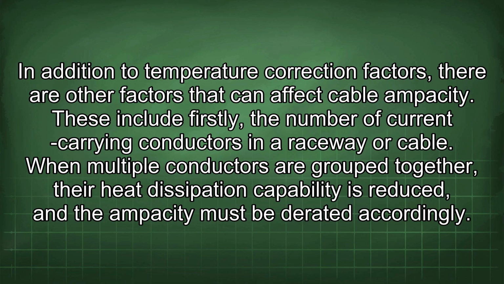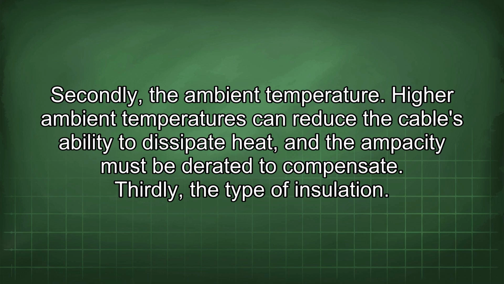In addition to temperature correction factors, there are other factors that can affect cable ampacity. These include, firstly, the number of current-carrying conductors in a raceway or cable. When multiple conductors are grouped together, the heat dissipation capability is reduced, and the ampacity must be derated accordingly. Secondly, the ambient temperature. High ambient temperatures can reduce the cable's ability to dissipate heat, and the ampacity must be derated to compensate.